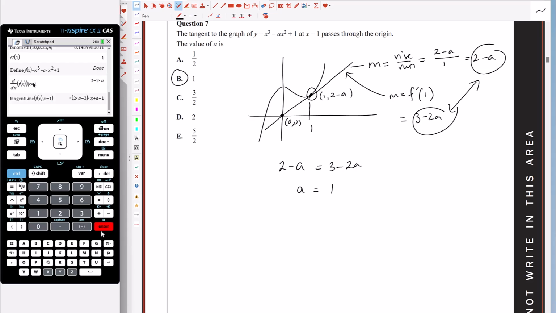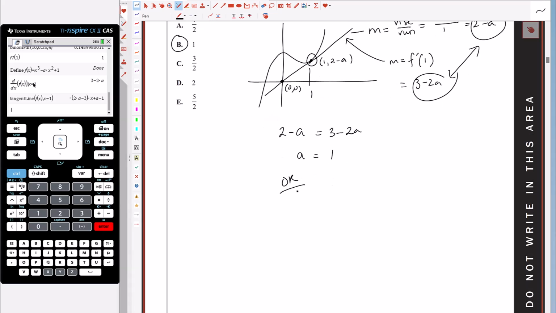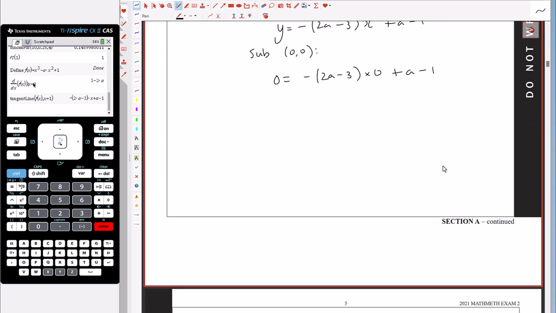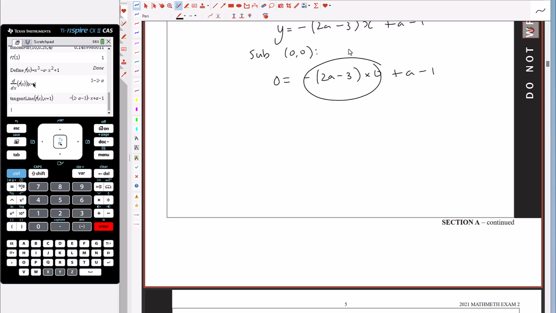Okay, so there's my equation of the tangent, and then obviously I know that that tangent line goes through the point (0, 0). So you would say the tangent at x equals 1 is going to be y equals (-2a - 3)x + a - 1, and then we know that that tangent has to go through the origin, so we'd sub in the point (0, 0), and then we can solve that. So obviously this whole thing here becomes 0, and so 0 is going to equal a - 1, and so a equals 1. So two different ways you can do it.